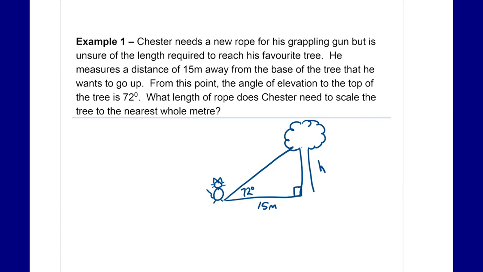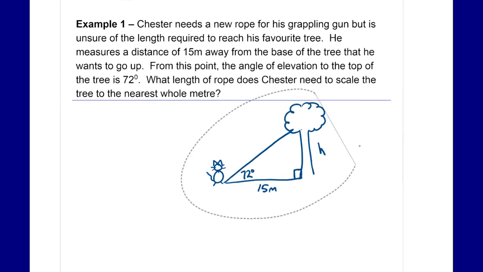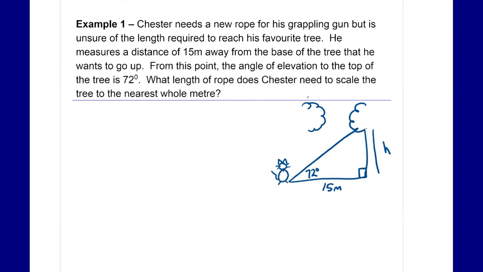Because this is a 90-degree angle, we are going to be using one of our primary trig ratios. I have my reference angle here, 72 degrees. The 15 represents the adjacent, h represents the opposite, and I have the hypotenuse here as well. So what two sides am I dealing with? I'm dealing with O and A. If I think back to SOHCAHTOA, that tells me that I'm going to be using tan. So tan theta equals opposite over adjacent.